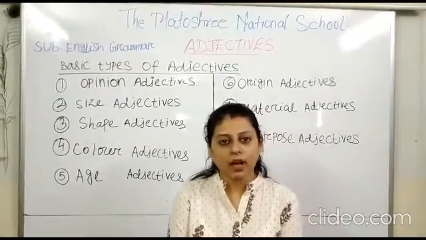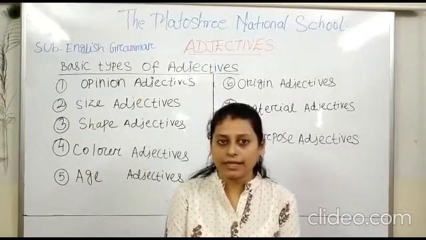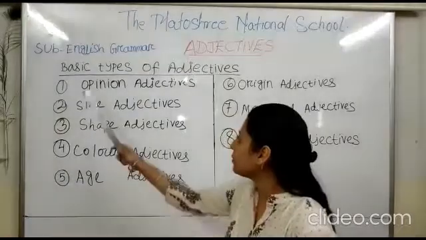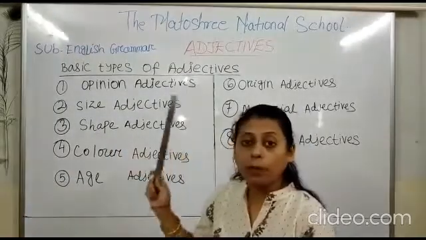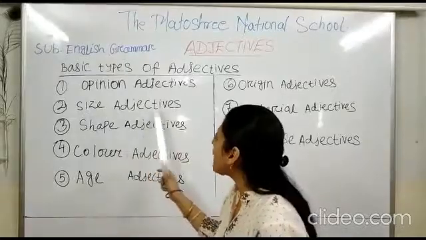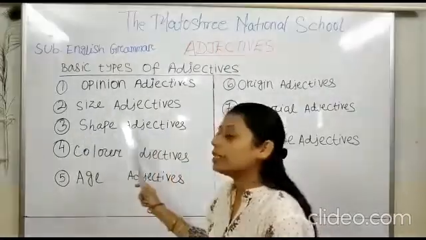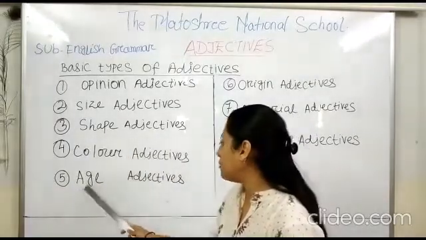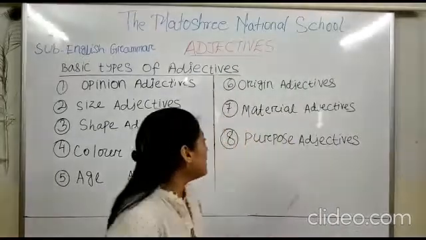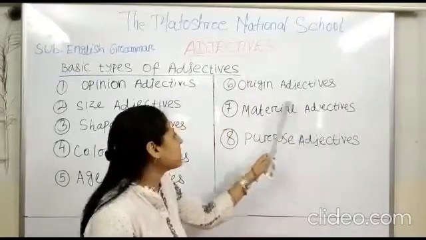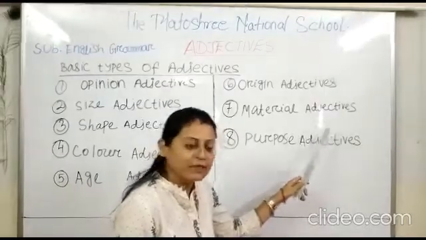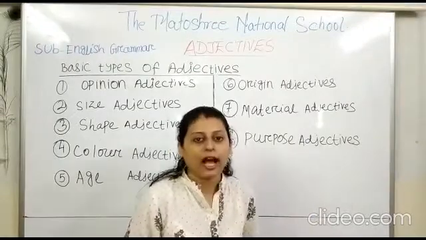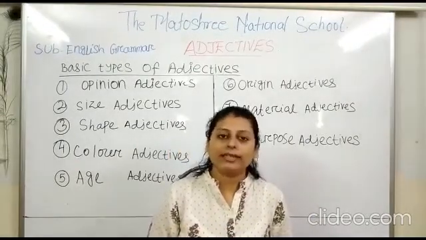Okay students, now we will learn the basic types of adjectives. There are 8 types of adjectives. Okay. First is opinion adjectives. Second is size adjectives. Third is shape adjectives. Fourth is color adjectives. Fifth is age adjectives. Sixth is origin adjectives. Seventh is material adjectives. And the last one is purpose adjectives. Okay. Now we will learn in detail with examples.